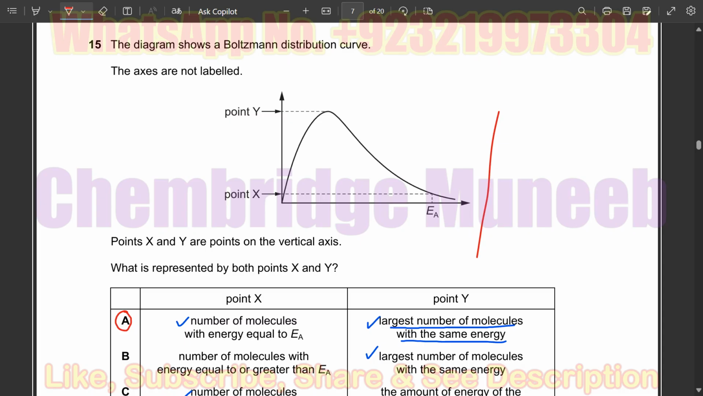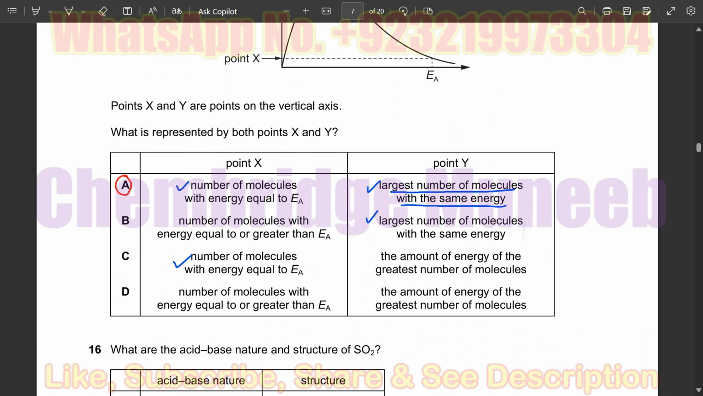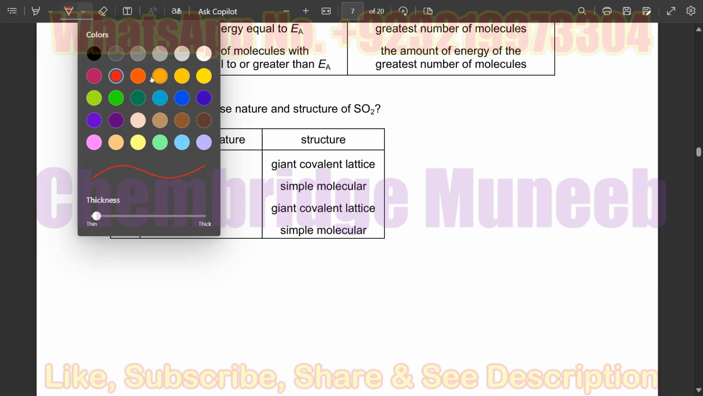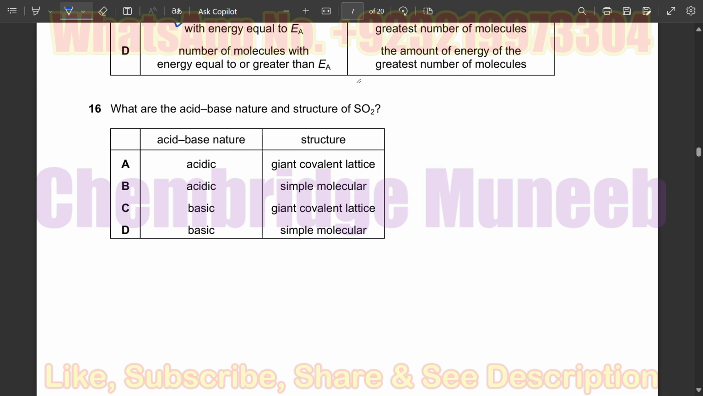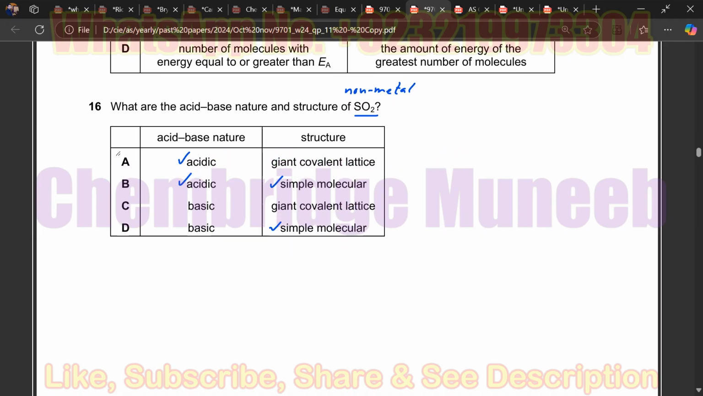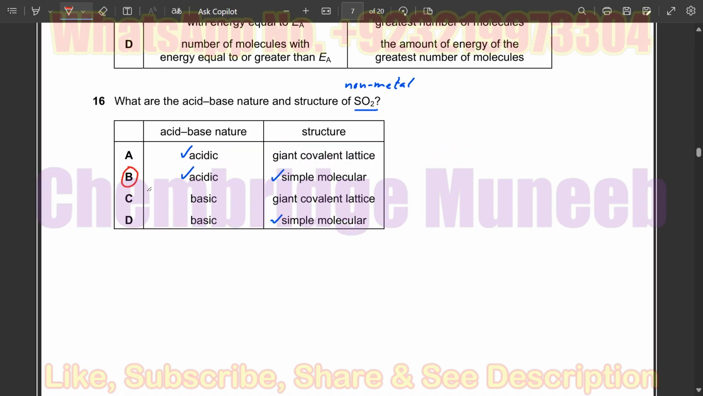Now, next question number 16. What are the acid-base nature and structure of SO2? We know that in SO2, the sulfur atom belongs to group number 6, and sulfur is a non-metal, so the oxides of non-metals are acidic in nature. So it is acidic, and it is a small molecule. It is not a giant, it is a small molecule, so we'll select simple molecular. So option B is the right answer here.